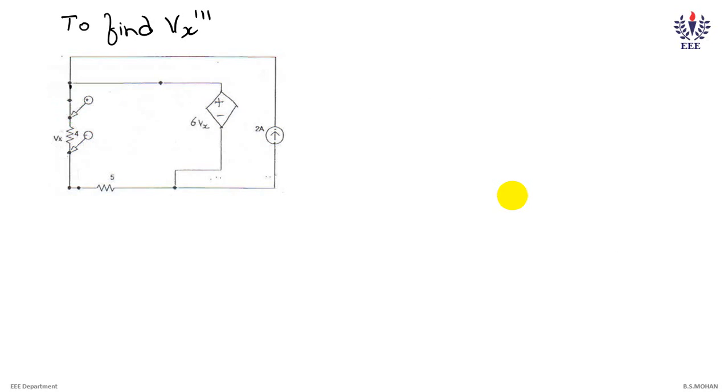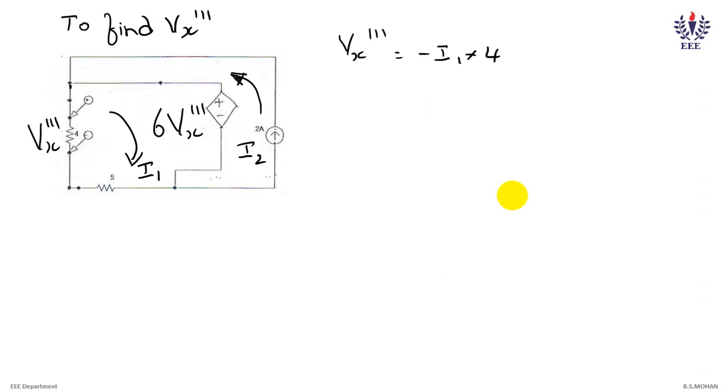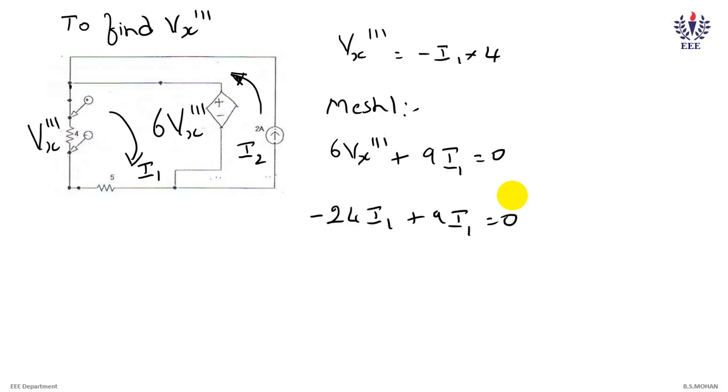Now if I apply mesh analysis for the same circuit, I consider I1 in the clockwise direction and I2 in the anti-clockwise direction. We have only one unknown, I1, and I2 is 2 amperes. The equation for Vx triple dash is minus I1 into 4. When I apply it for mesh 1, this is my equation, and Vx triple dash is minus I1 into 4. When I substitute that, I get minus 24 I1 plus 9 I1, and when I solve, I get the value of I1 as 0, and in turn my Vx triple dash is 0.